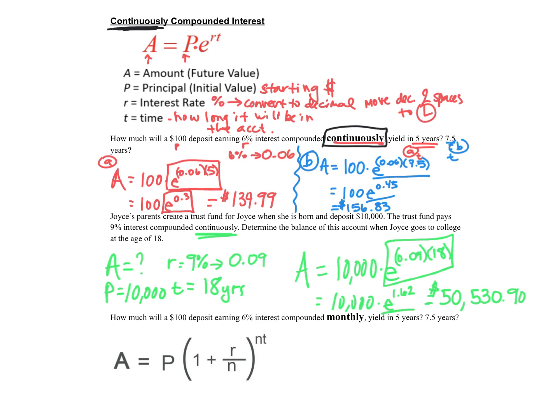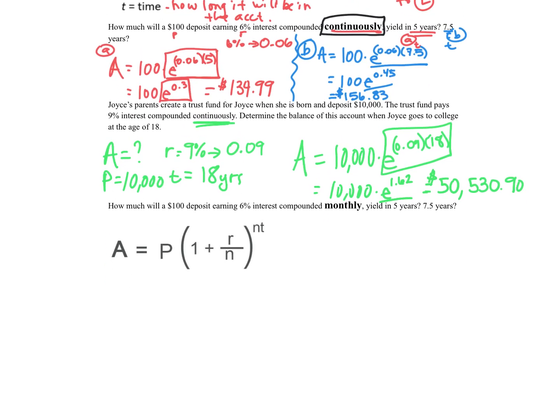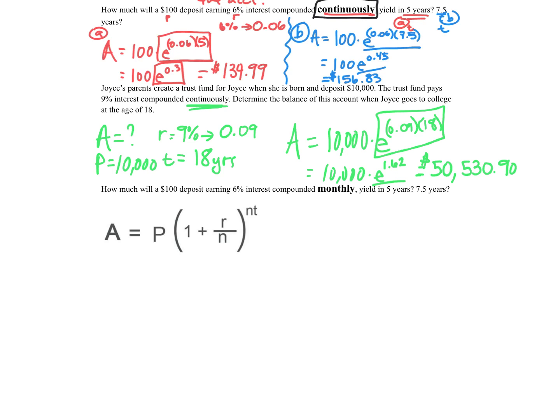We're using A equals P times e raised to the rt, or in other words, Pert. But you only use this A equals Pert when you have compounded continuously. Okay? Our next example, we're going to use a different formula because we're not being compounded continuously. This is compounded monthly.